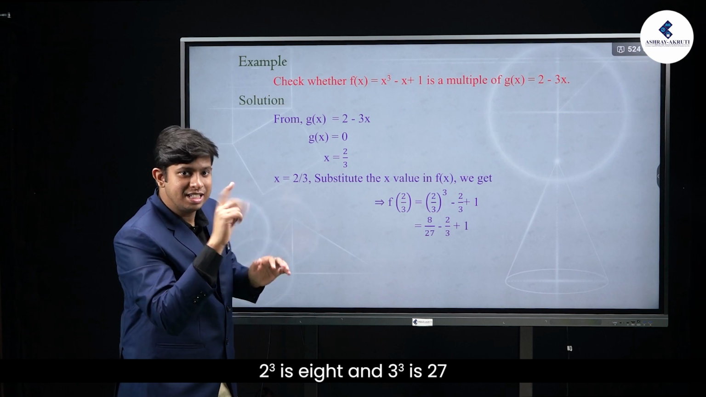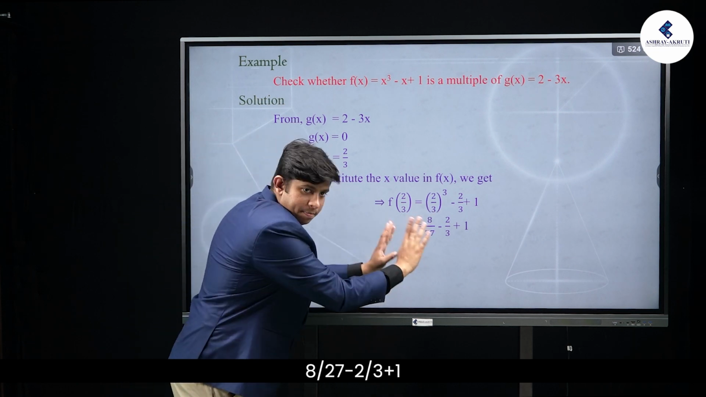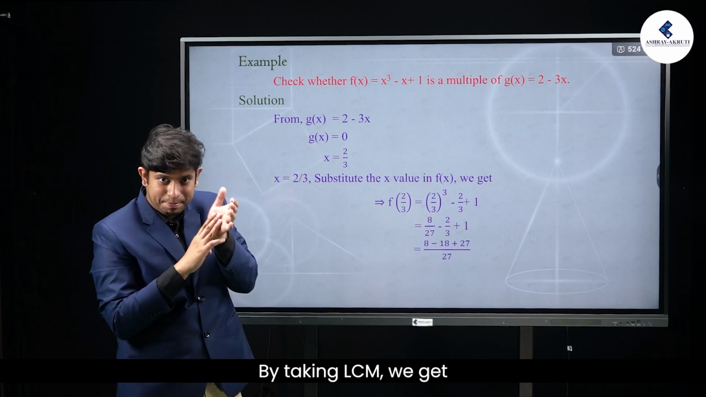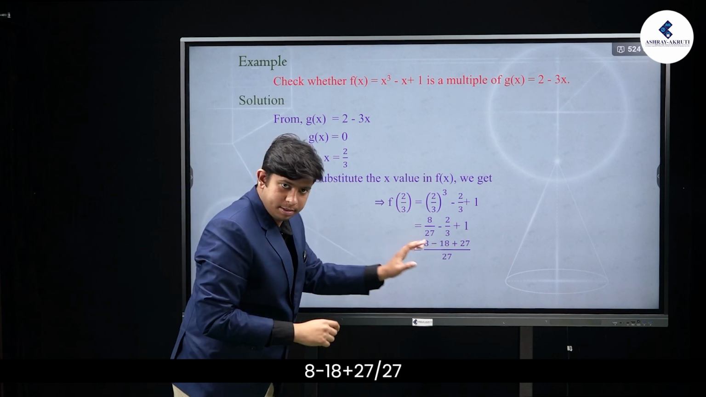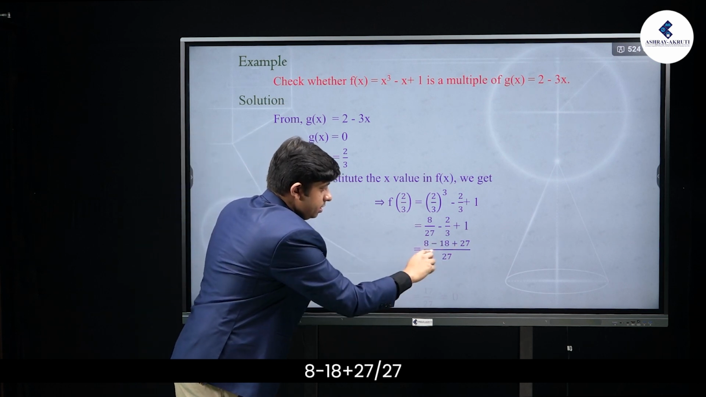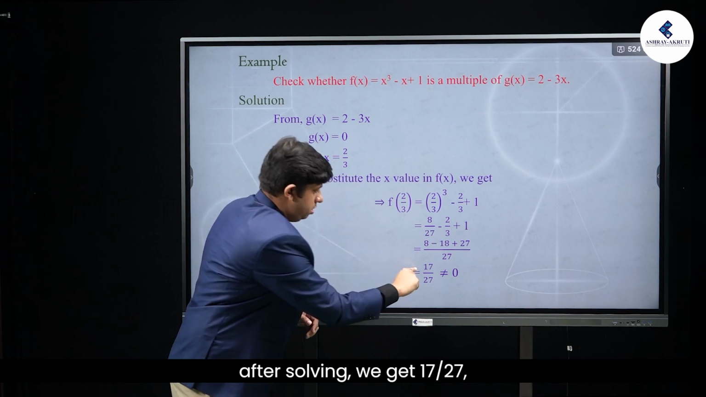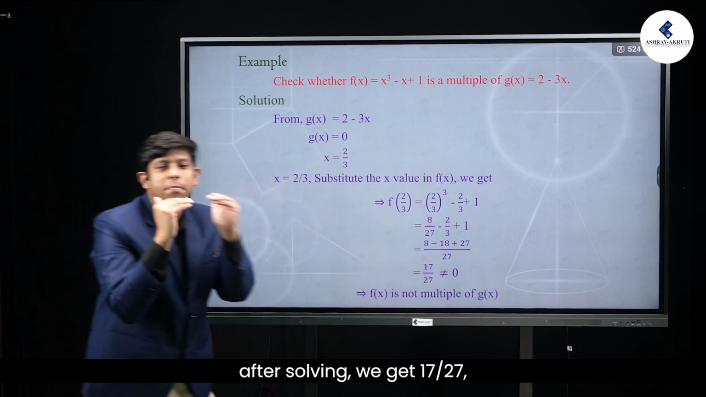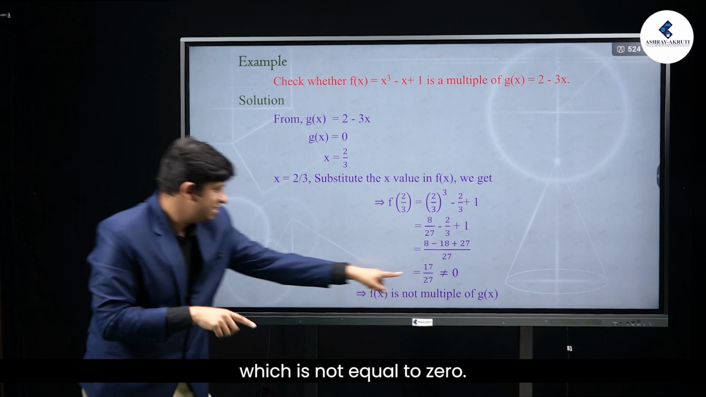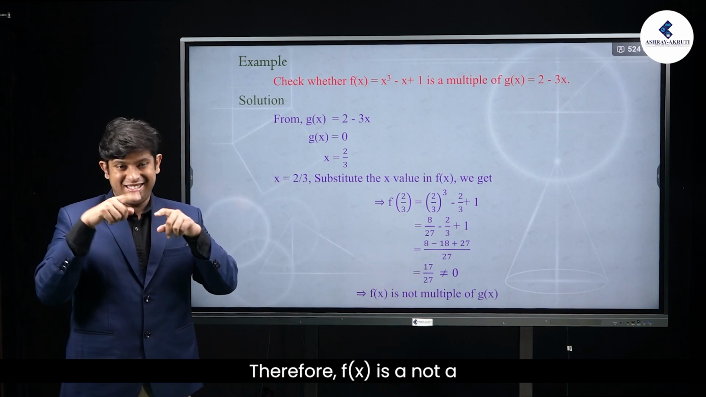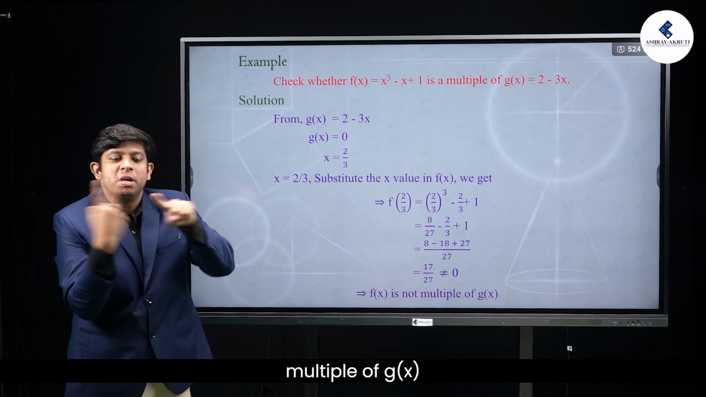2 cube is 8 and 3 cube is 27, minus 2 by 3 plus 1. By taking LCM, we get 8 minus 18 plus 27 by 27. After solving, we get 17 by 27, which is not equal to 0. Therefore, f of x is not a multiple of g of x.